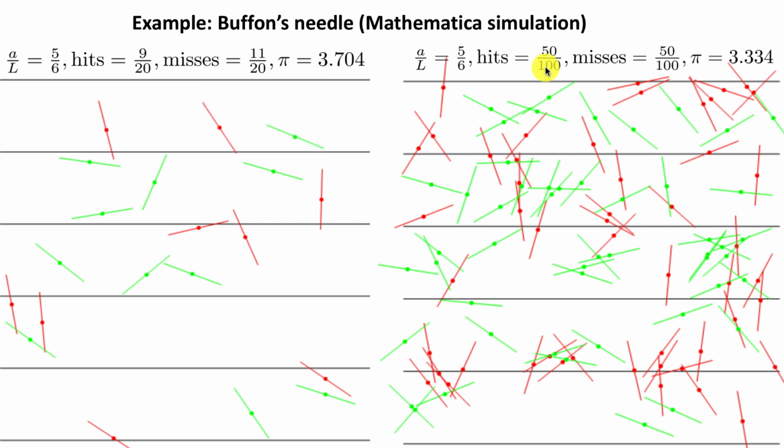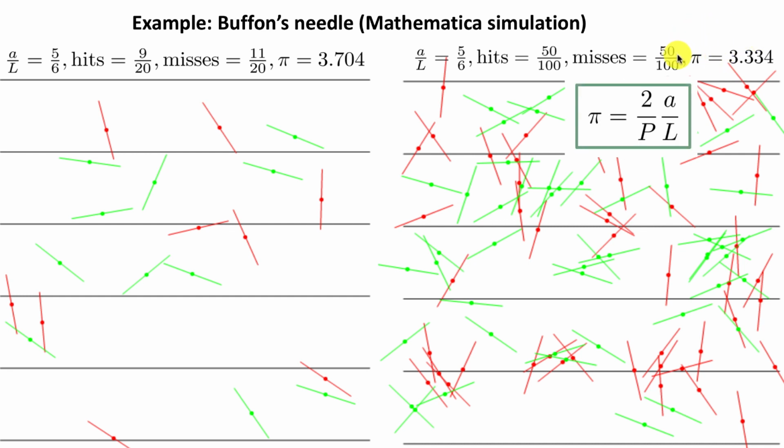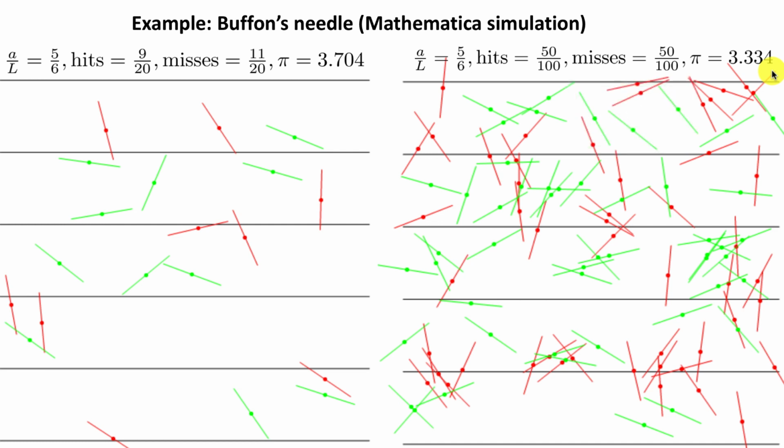Well, what if I take more needles? In this case, I've taken 100 needles and found that 50 of them crossed the line and 50 of them missed the line. Again, if we take our formula, pi is equal to 2 over p into A over L, you get a value for pi which is a little bit better, 3.334. Of course, this is not the way to get the exact value of pi, because you would need to take an infinite number of needles and throw them an infinite number of times, and certainly there are much better ways.